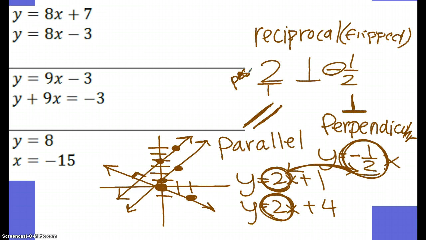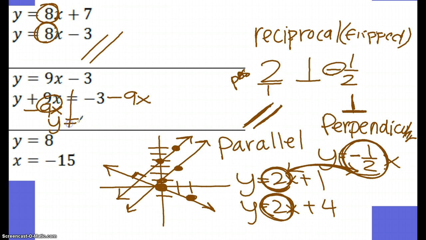So we're going to look at some of these problems. Here we've got 2 equations. We've got a slope of 8 and 8. So it's the same slope, therefore these 2 lines are parallel. This next one, notice that the bottom is not solved for y. So we have to move 9x over. They're not like terms, so I put it side by side. Y equals negative 3 minus 9x. So you see that the slope here is negative 9. The slope here is 9. They're not the same, therefore they're not parallel.